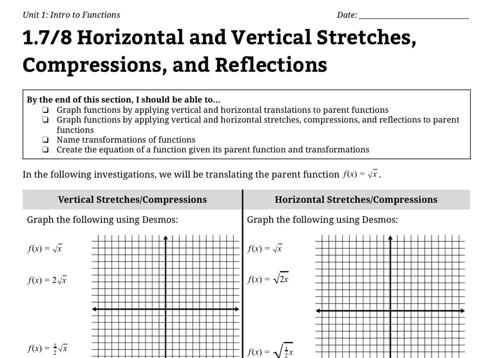In this lesson, we're going to look at horizontal and vertical stretches, compressions, and reflections. In the last lesson, we looked at horizontal and vertical translations of parent functions. By the end of the section, you should definitely be able to graph those translations, and you should also be able to graph functions with stretches, compressions, and reflections of the parent functions we've looked at. You should be able to name them properly. And if you were given the transformations, you should be able to come up with the equation. So this one's sort of working backwards.